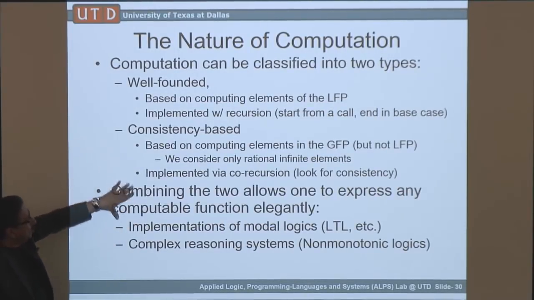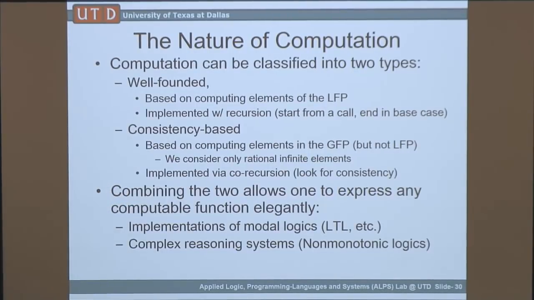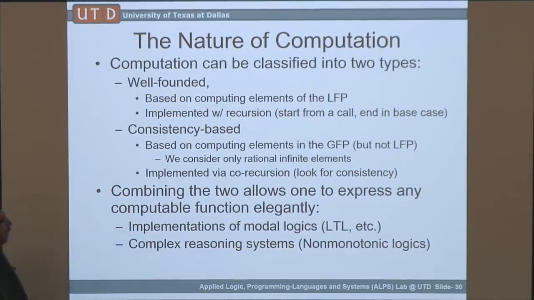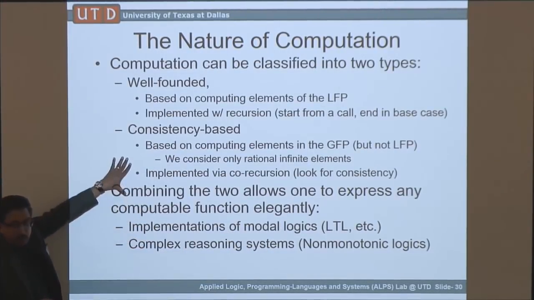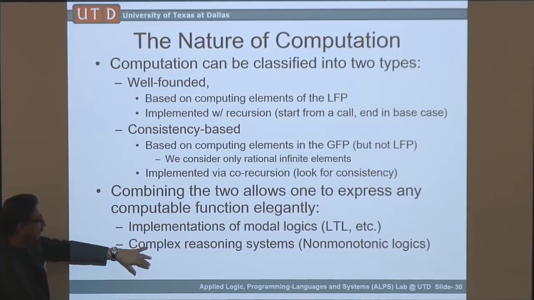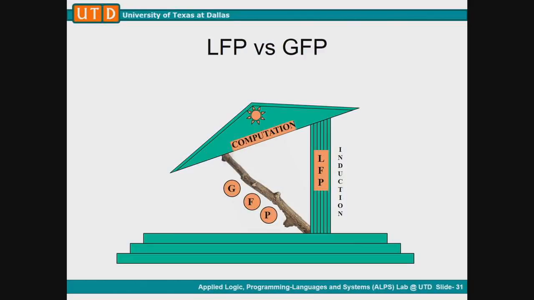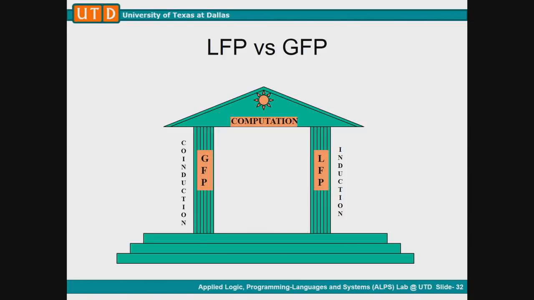So if we combine these 2 things, then any computable function can actually be programmed very elegantly. This statement is without proof; I claim, or hypothesize. You can implement modal logics like LTL very elegantly, I claim. I will show you a one-slide implementation of LTL in a few minutes. And then complex reasoning systems can be built, like non-monotonic logics, which have applications in AI. So here's my picture: you have the edifice of computation that only rests on the pillar of LFP, or induction, and GFP is simulated by using negation over LFP. But if we use co-induction, we can really make it stand nicely.